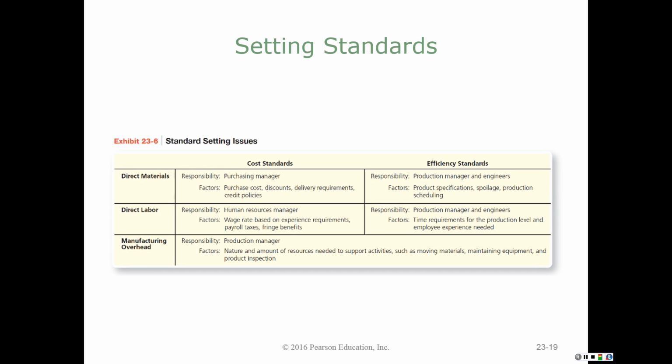All right, so how do we set standards? We look at 2 different types of standards. First, we're going to look at cost standards. And those cost standards, so we're looking at who's responsible for that.